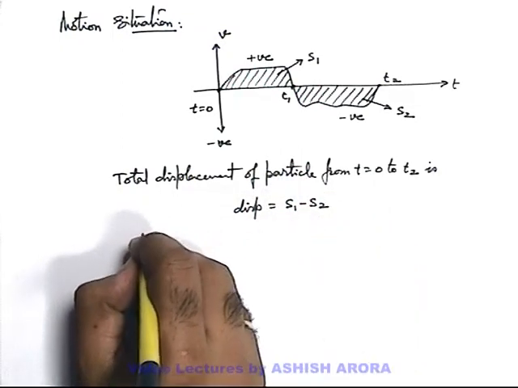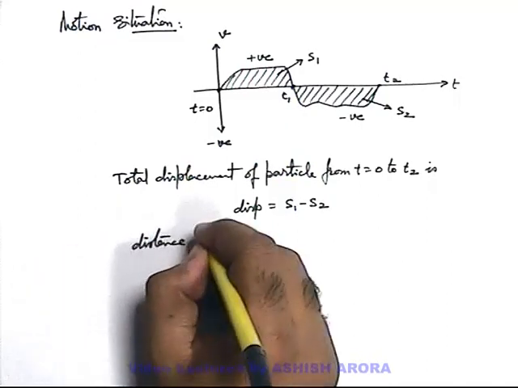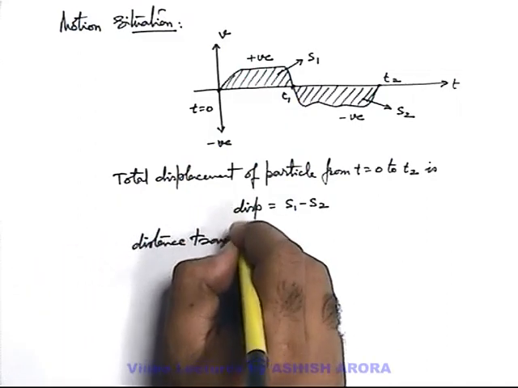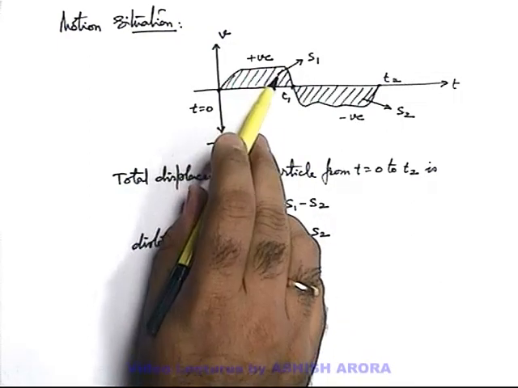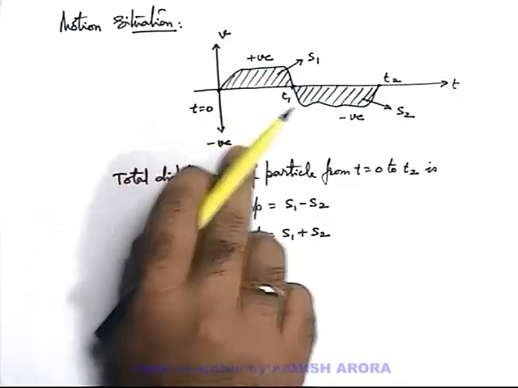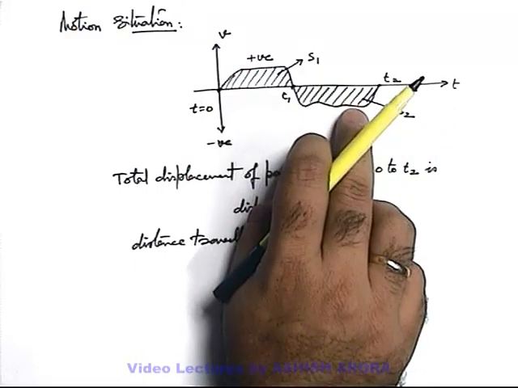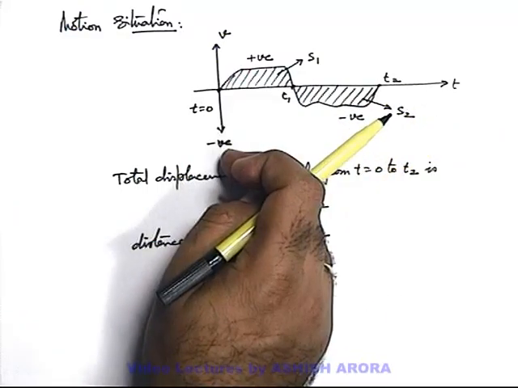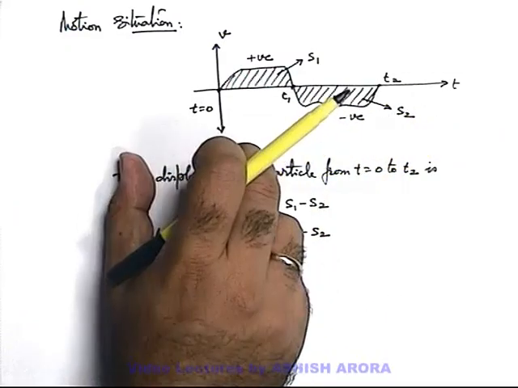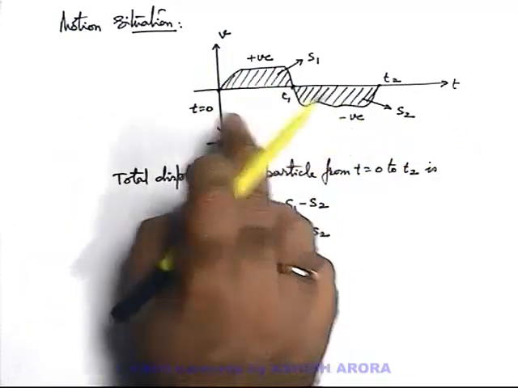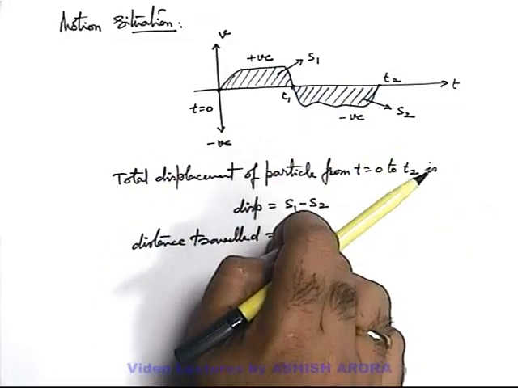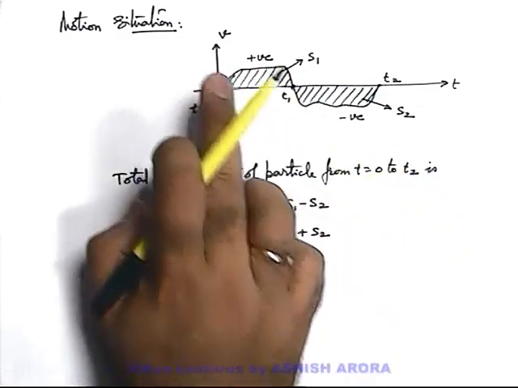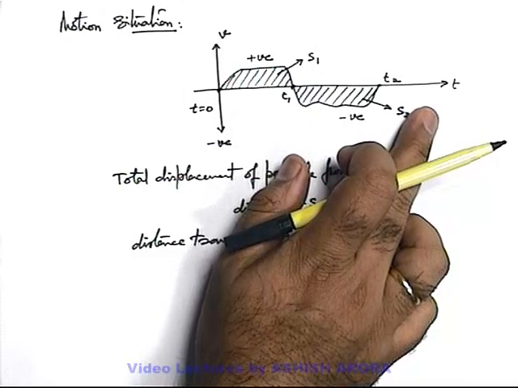But when we talk about distance traveled, you can always write distance traveled is equal to S1 plus S2, because S1 is the distance traveled in the positive direction and S2 is the distance traveled in the opposite direction. So displacement will be S1 minus S2, but distance traveled will be S1 plus S2. So be careful about such situations while drawing velocity-time curves.